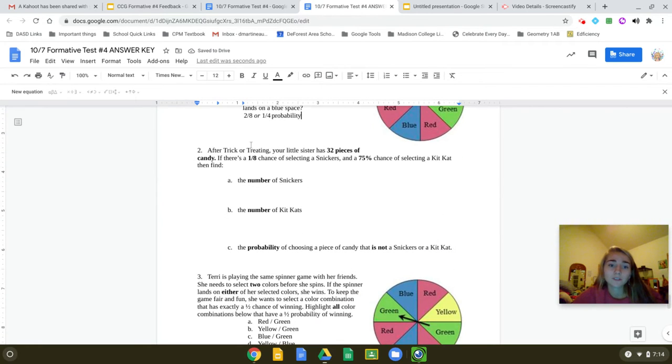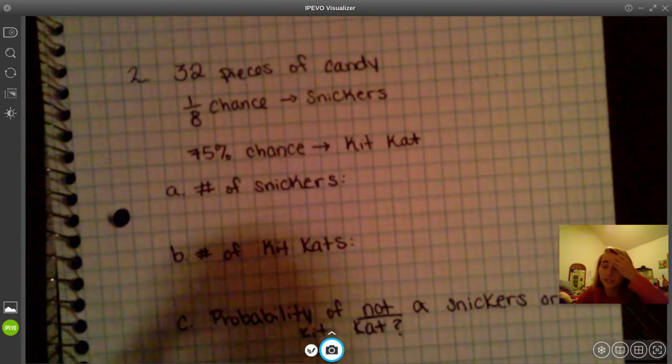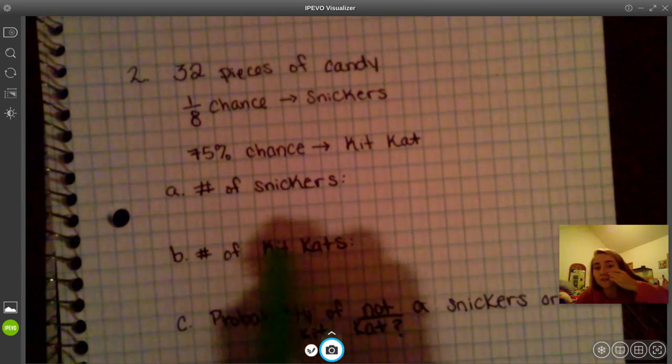Okay. So now we're going into, after trick-or-treating, your little sister has 32 pieces of candy, and there's a 1/8 chance of selecting a Snickers and a 75% chance of selecting a Kit Kat. We want to find the number of Snickers, the number of Kit Kats, and the probability of choosing a candy that is not a Snickers or Kit Kat. So I have outlined it here briefly: 32 pieces of candy, a 1/8 chance of Snickers, and a 75% chance of Kit Kat.